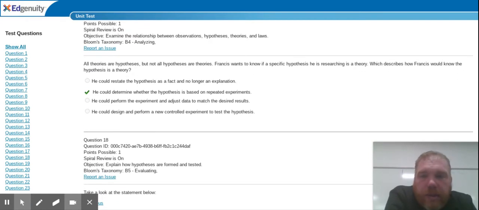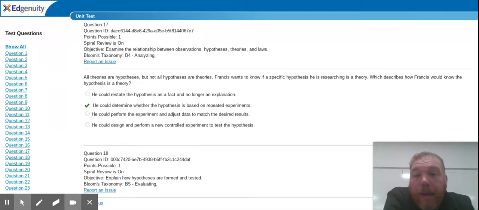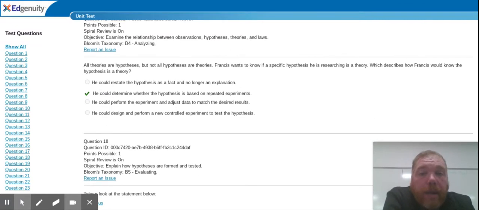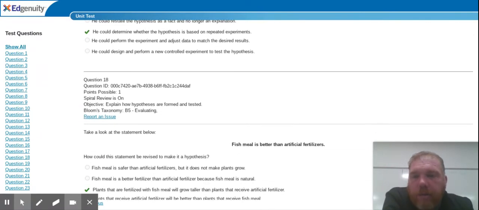Okay, so all theories are hypotheses. This is question 17, but not all hypotheses are theories. So Francis wants to know if a specific hypothesis is a theory. So how would he figure that out? You would have to do repeated experiments. Okay, that's how something becomes a theory. It gets repeated over and over and over again.